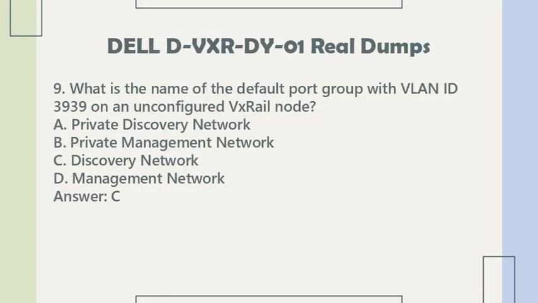9. What is the name of the default port group with VLAN ID 3939 on an unconfigured VxRail node? A. Private Discovery Network. B. Private Management Network. C. Discovery Network. D. Management Network. Answer: C.